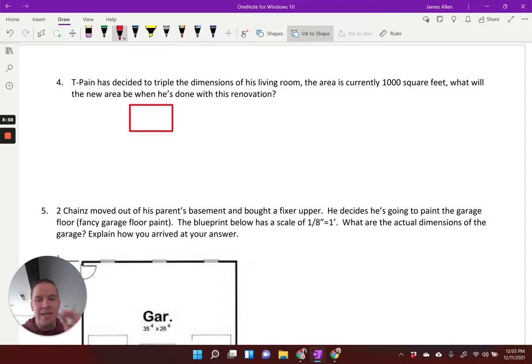I paused it just in case it kept on messing up, but that was the next one, I swear. Okay, so this is my 1,000 square foot room. He's going to triple the dimensions, right?